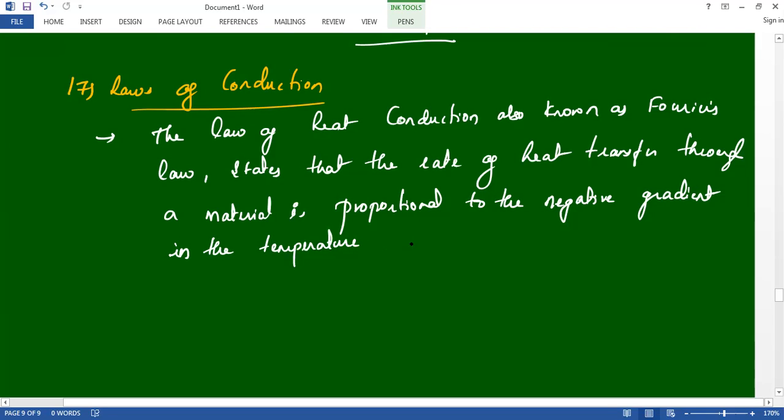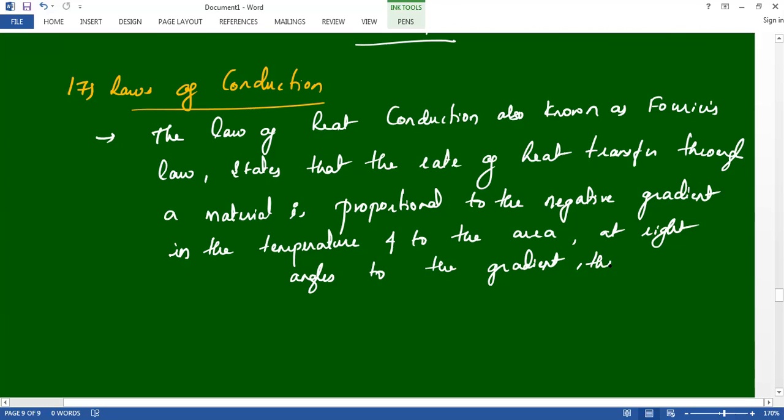and to the area at right angles to the gradient through which heat flows. This is the definition of Fourier's law.